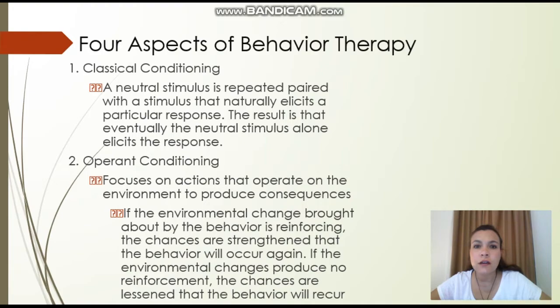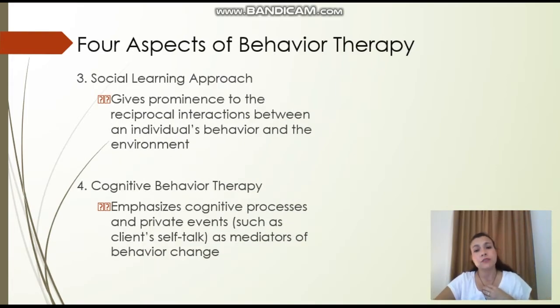We are after decreasing or increasing the behaviors we want to occur in life, okay, in operant conditioning. And the other two aspects of behavior therapy are the social learning approach and cognitive behavior therapy. The social learning approach gives prominence to the reciprocal interactions between an individual's behavior and the environment. The environment is important, and it has a role in people's learning and taking actions. And cognitive behavior therapy emphasizes cognitive processes and private events such as client self-talk, which we will cover next week, as mediators of behavior change.